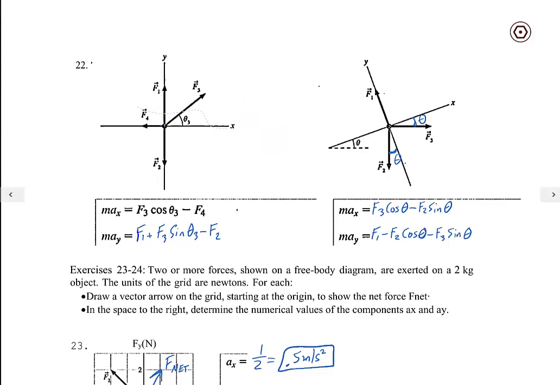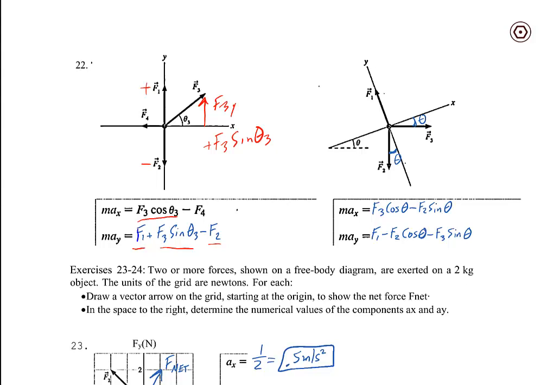If we're looking at the forces in the y direction, we have our F3y, and because it's opposite, it would be F3 sine theta 3, and it's pulling up, so it's going to be a positive force. Our F1 is pulling up, so it's a positive force, and our F2 is pulling down, so it's going to be a negative force. So we have two positive forces and one negative force.